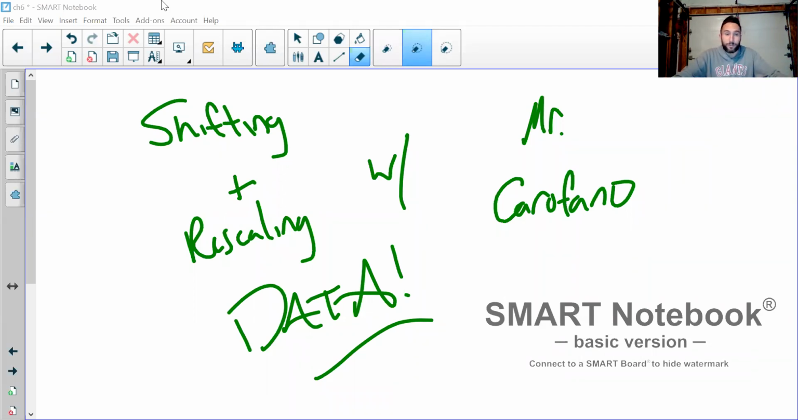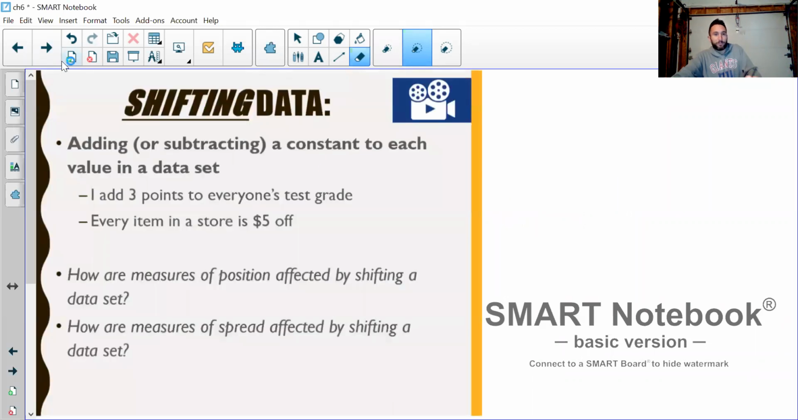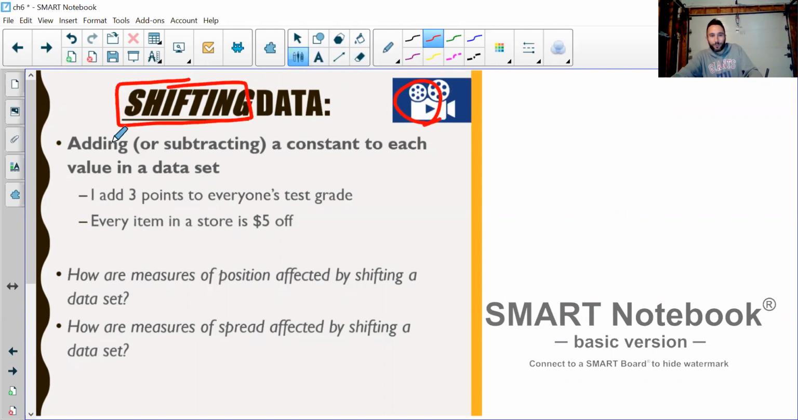So, to start, let's hit the vocab, right? What does shifting data mean? What does rescaling data mean? So, right off the bat here, shifting data. This is a video, in case you couldn't tell. Shifting data is when we are adding or subtracting a constant to each value in a data set.